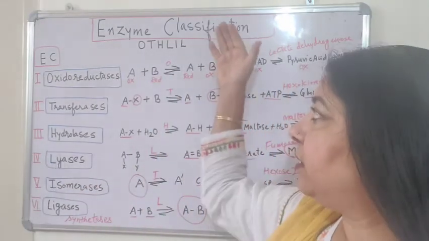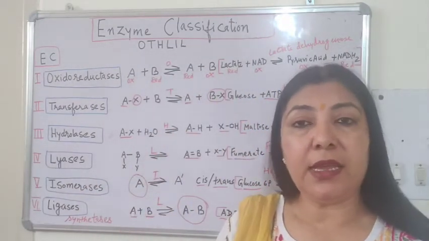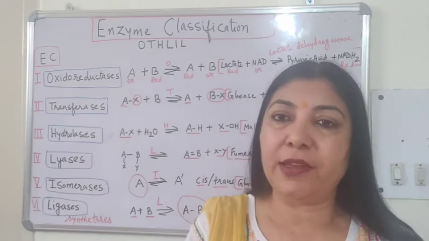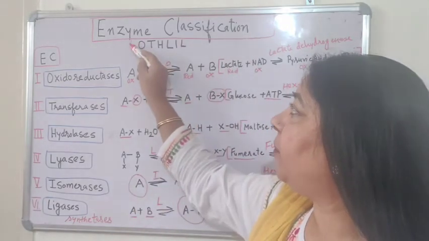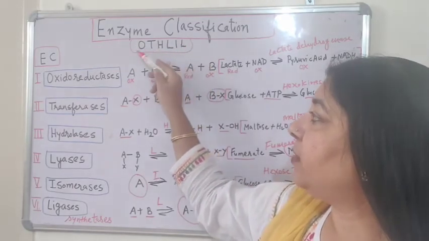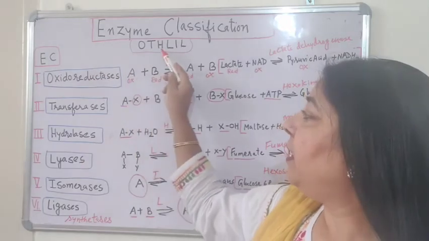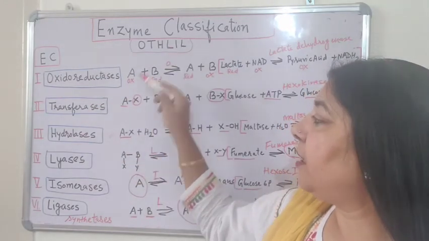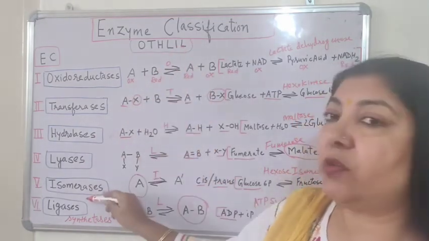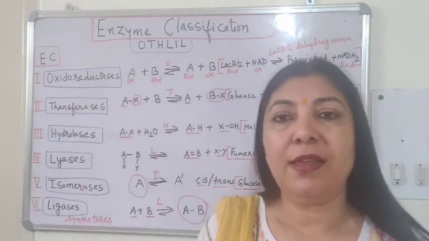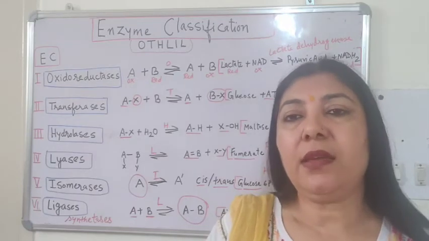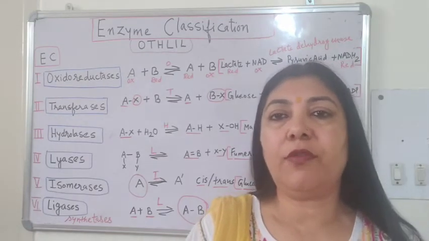So these are the 6 classes of enzymes catalyzing a specific type of reaction, which are basically the basis for biology. I hope you have understood. You must remember this mnemonic, OTHLIL. Again, you should know O stands for oxidoreductases, T stands for transferases, H stands for hydrolases, L stands for lyases, I stands for isomerases, and finally L stands for ligases. So these 6 types of enzymes catalyze specific types of reactions.